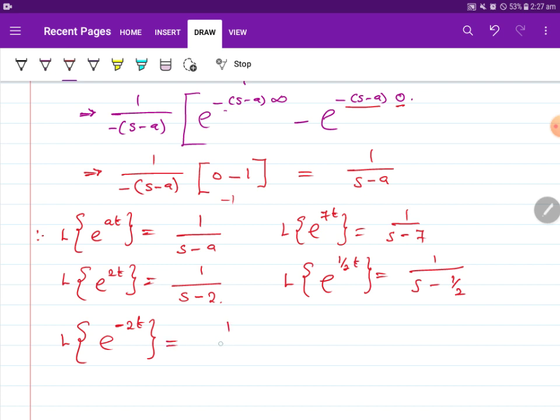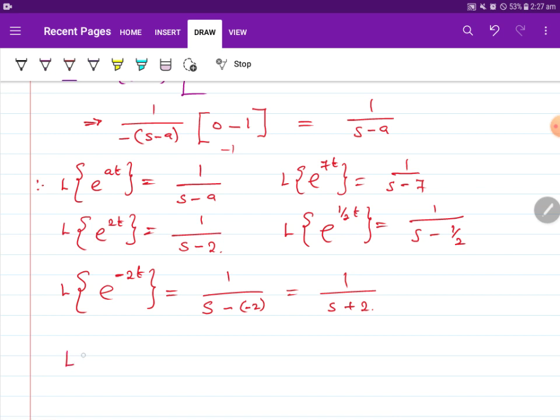So that will be 1 over s minus 2, which is the same thing as 1 over x plus 2. Also, if I ask you to find the Laplace transformation of exponential minus square root of, let's say, 3, then the answer will be 1 over s plus square root of 3. So that's how we find the Laplace transformation of an exponential function. Okay, let's try to solve more questions.